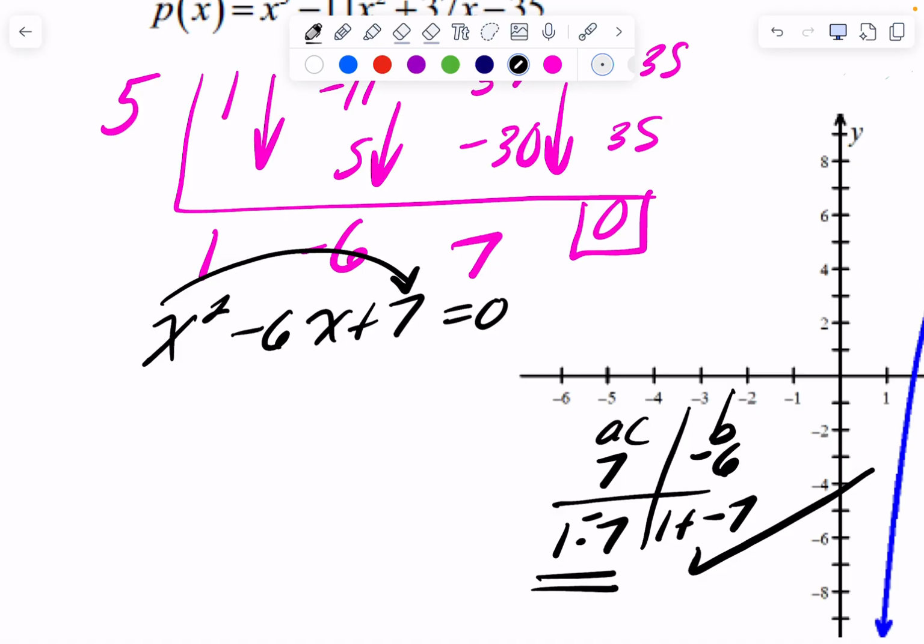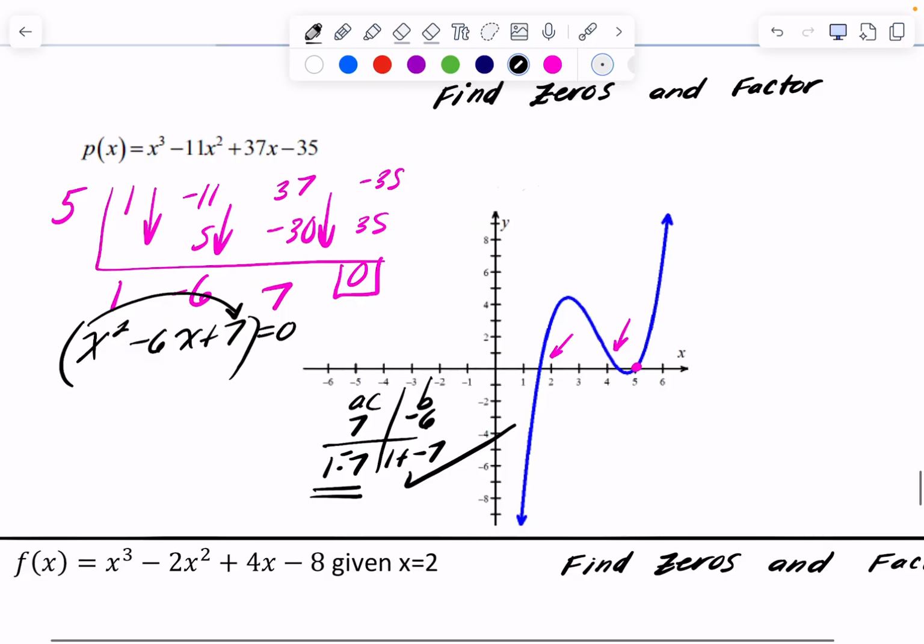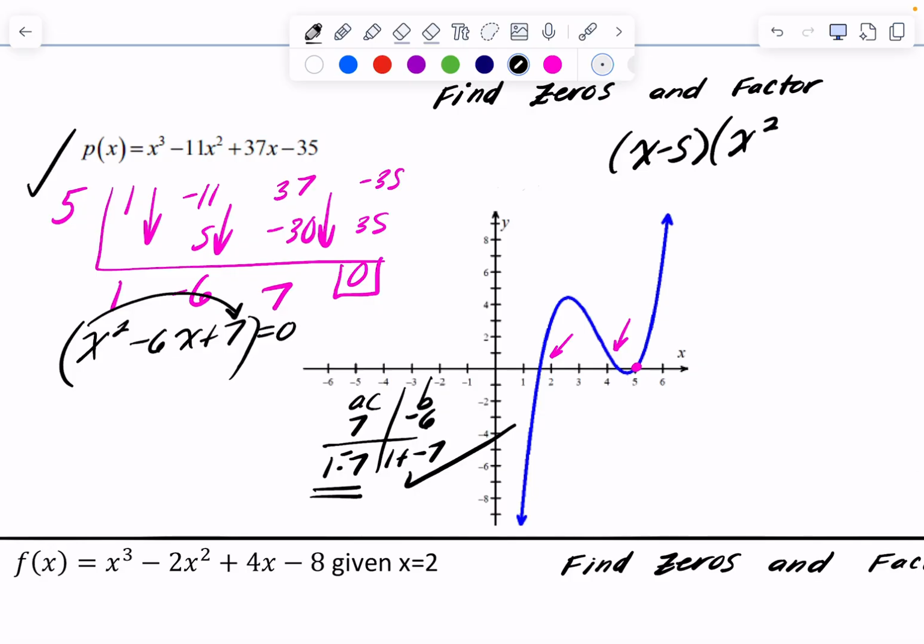So it's like, well, are there other factors? No. That doesn't mean it's not solvable. It's just not solvable by factoring. So this is a quadratic that's irreducible. So if they say factor it, we have answer x minus 5, since 5 is the solution. And we have the irreducible quadratic of x squared minus 6x plus 7. That's as factored as it gets, but we know we should have 3 solutions.